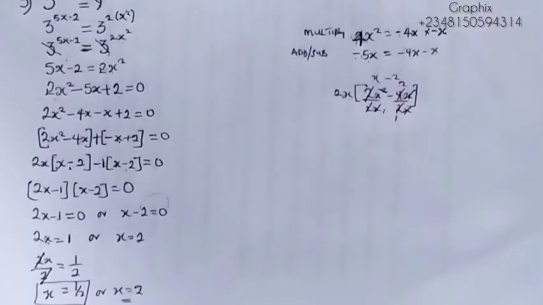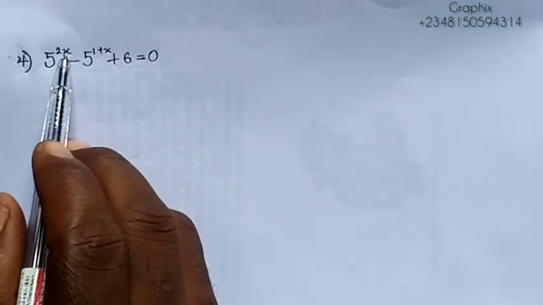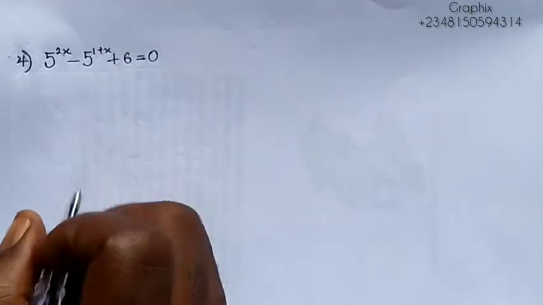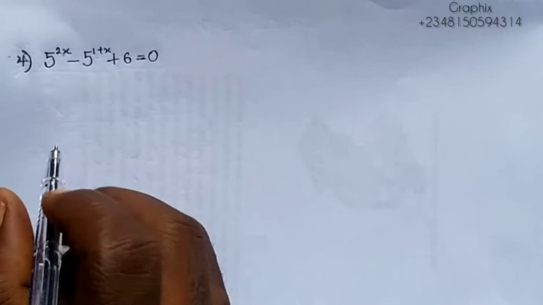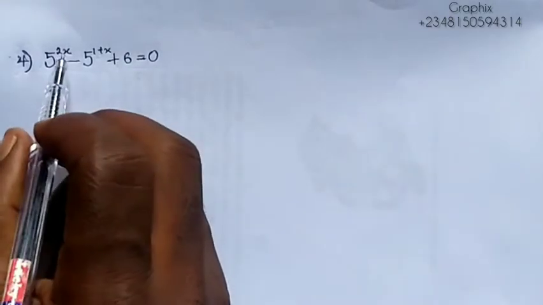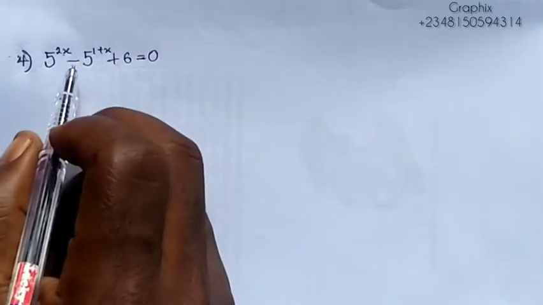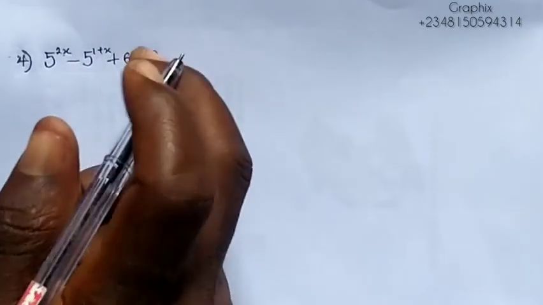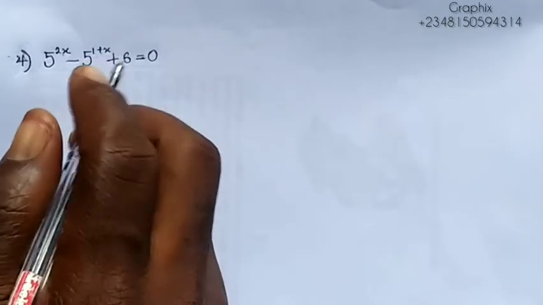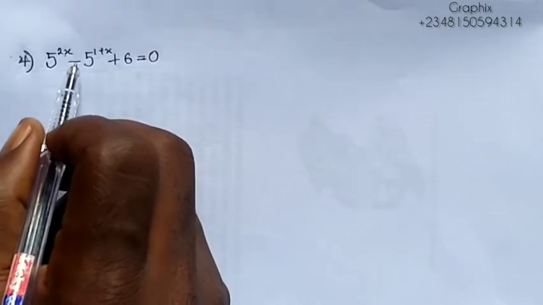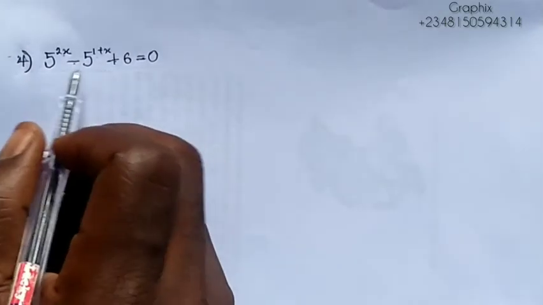Thank you. Now, another example is this. I have 5 to the power of 2x minus 5 to the power of 1 plus x plus 6 is equal to 0. Now, as it is this way, they are not multiplying. What we've been doing all this while is that everything has been multiplying each other. But now they are introducing a negative and a positive sign to the base.